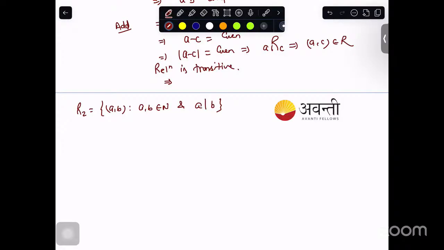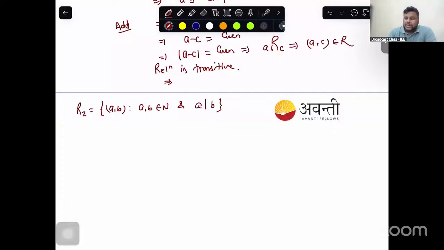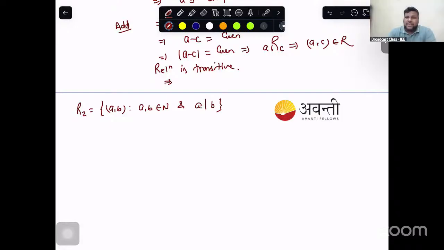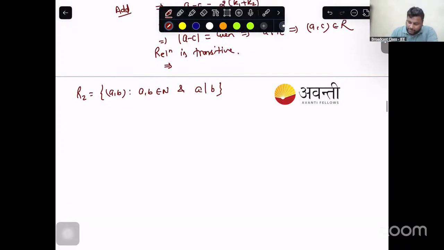Yes, sir. Now, third point: transitive. Is it going to be transitive? Yes, because if A divides B and B divides C, then A will certainly divide C. Fine. So, how do I write it?